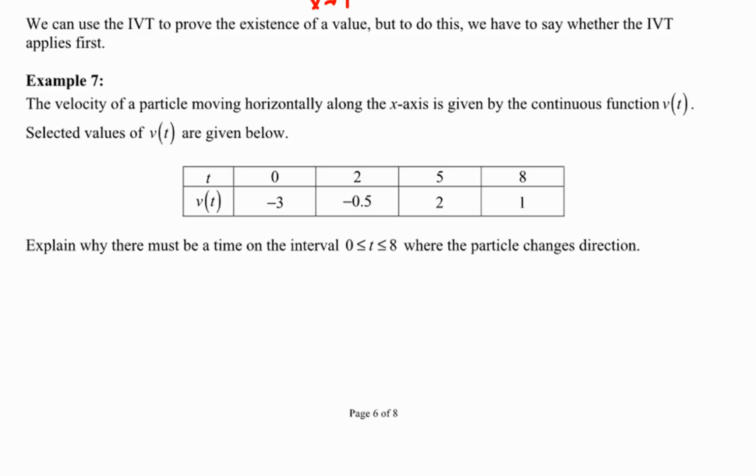Now we're getting a little bit closer to why we would use the IVT. We have a particle moving horizontally, and selected values are given on this table. So we need to explain why there must be a time on that interval between 0 and 8 where the particle changes direction. In this case, we know we want to use the IVT. And remember, we have to show that the hypothesis part is true before we can try to do anything else.